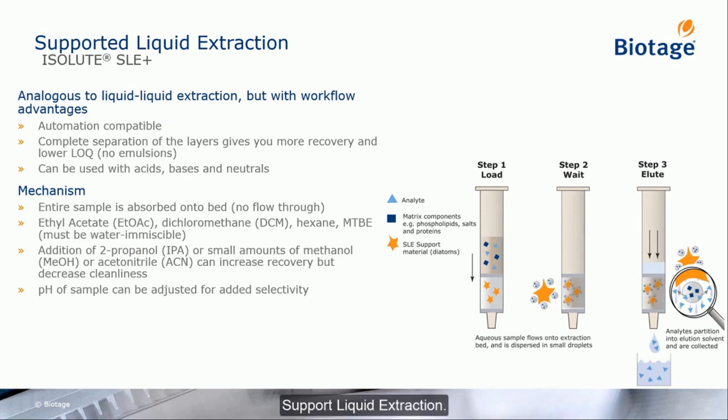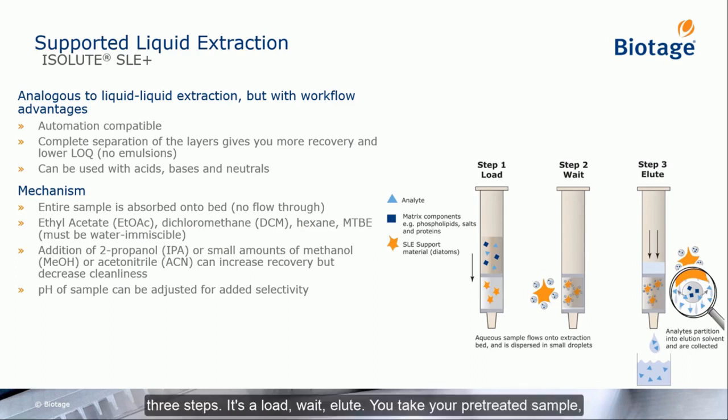Supported liquid extraction. So the technique is analogous to traditional liquid-liquid extraction. It has workflow advantages. So you're not mixing in direct contact two liquids for partitioning. Essentially, this is performed in a column or a plate. The packing material is a modified form of diatomaceous earth. So it doesn't give you any interaction as you'd expect with solid phase extraction. Essentially, all it does is act as a scaffold for your aqueous.